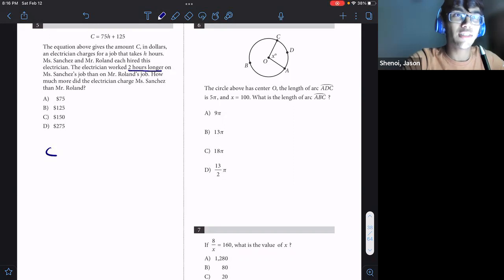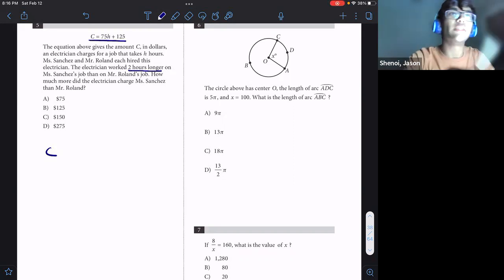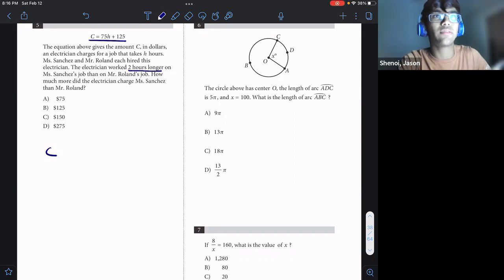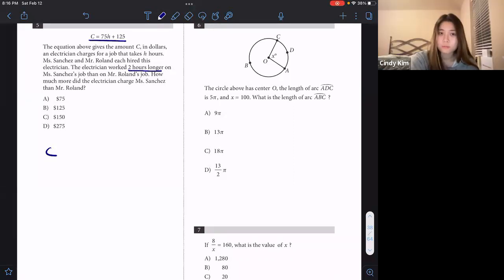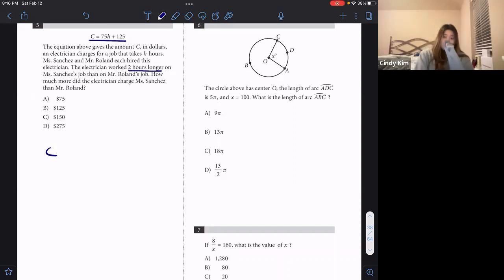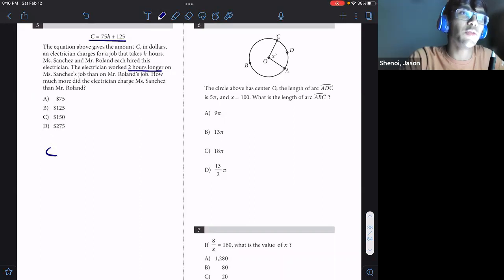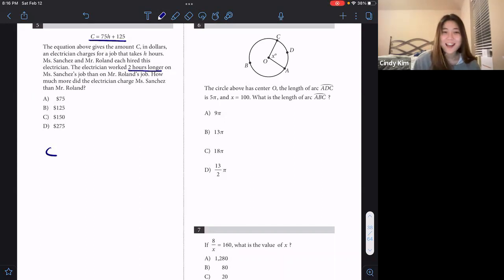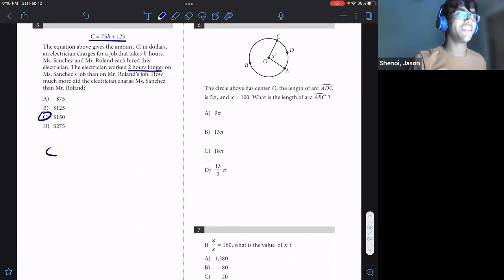Every hour he works, he gets more money. So in the equation here, what describes his hourly wage? 75. Very good. So if he works 2 hours more, how much more is he making? 150. Very good. So what's the answer? C. There you go. See how easy that was? You did all the work.